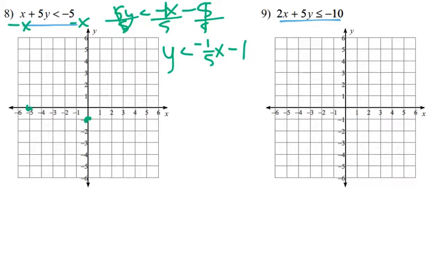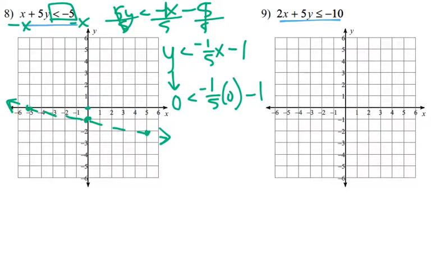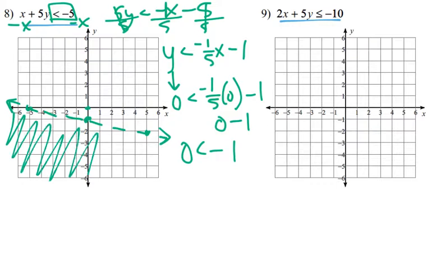So my point's either right there and right here. So no equal to, so dotted or dashed line. Pick our test point 0, 0. 0 for y, 0 for x, minus 1. So 0 minus 1 is negative 1. Is 0 less than negative 1? No. So we shade the opposite side.